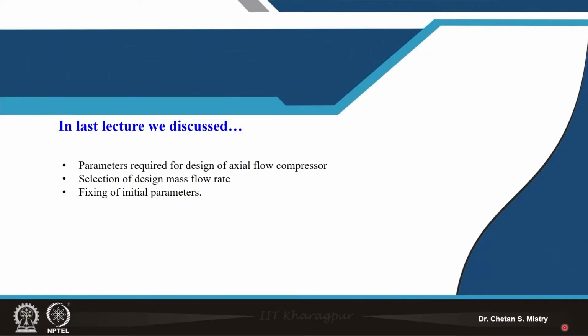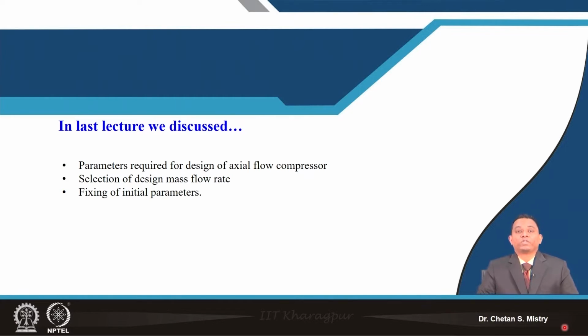We started discussing the parameters required for the design of an axial flow compressor. We started with which parameters are required and which kind of compressor we will be designing for a particular engine. Then we were discussing the important parameter, that is mass flow rate.